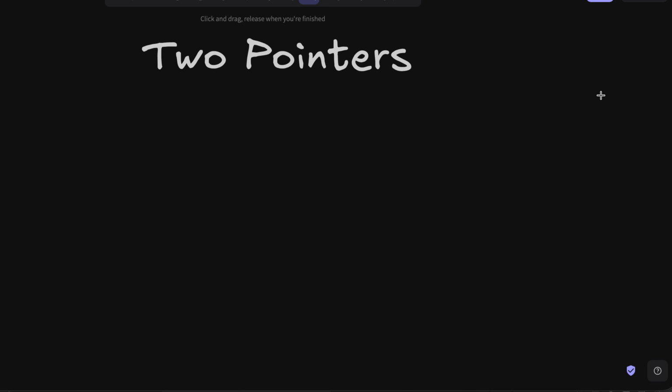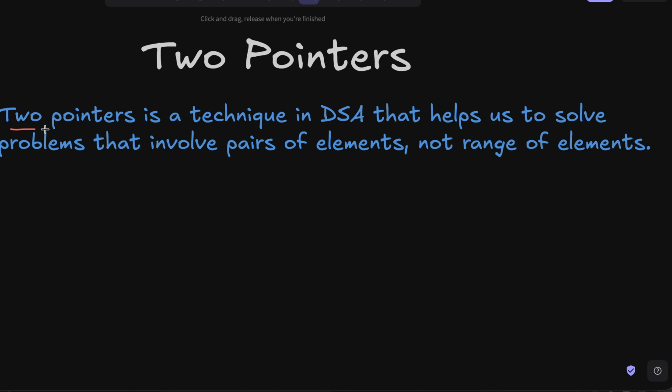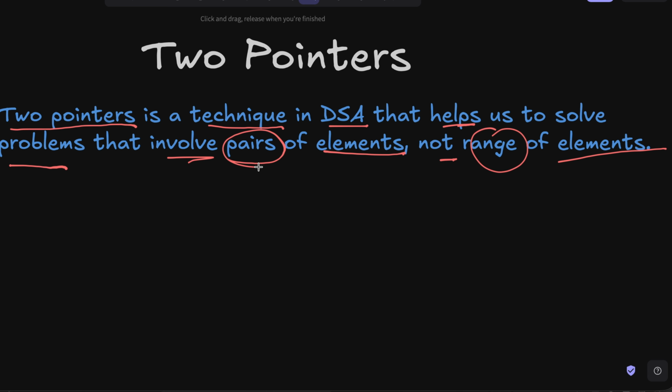So now let us understand the two pointer approach. What is the two pointer approach? Two pointers is a technique in DSA that helps us solve a particular type of problems that involve pairs of elements, not a range of elements. Do you understand? We are going for pairs of elements. That is important. A range of elements is not our concern.